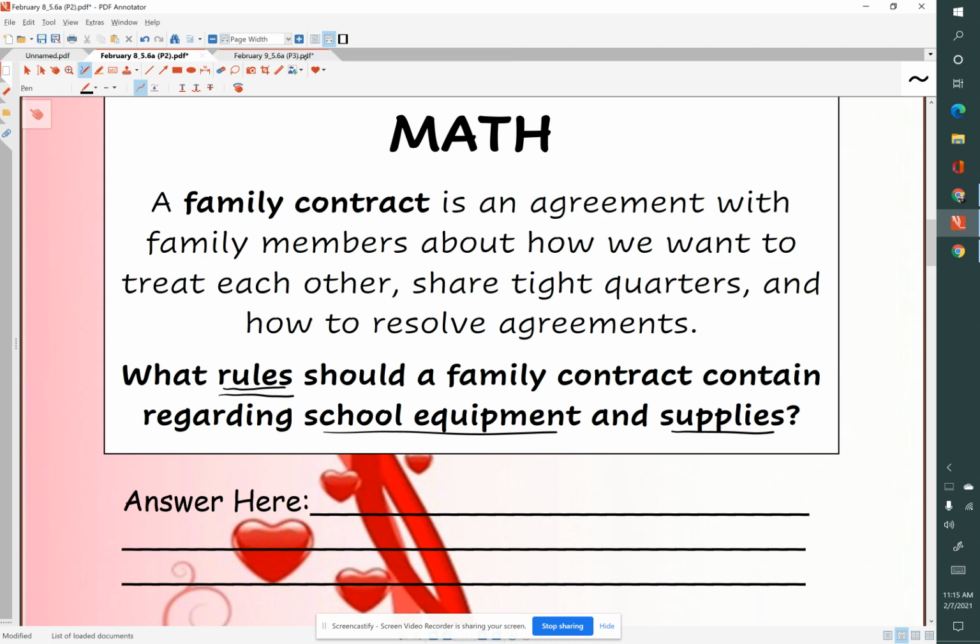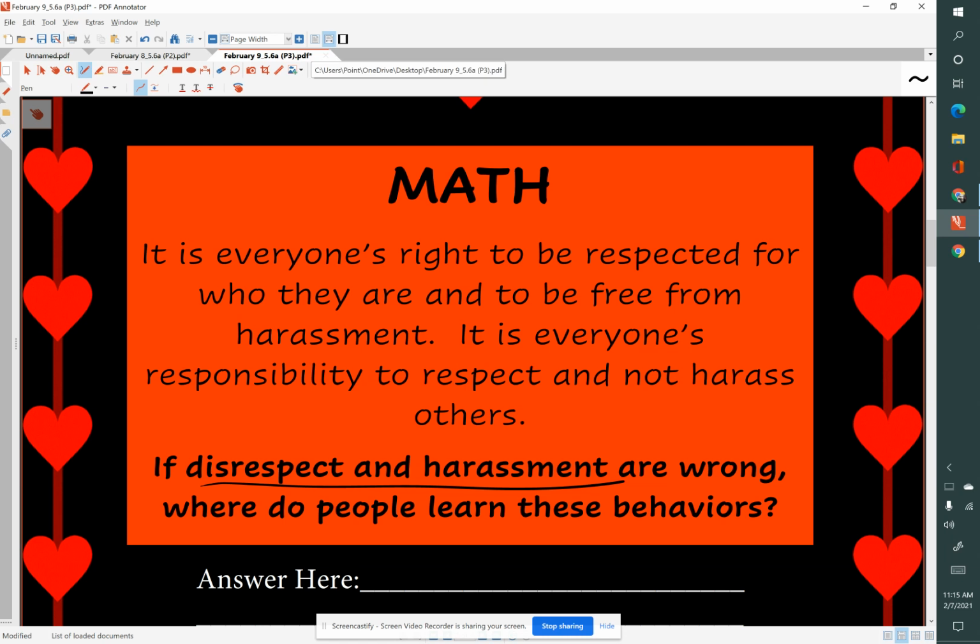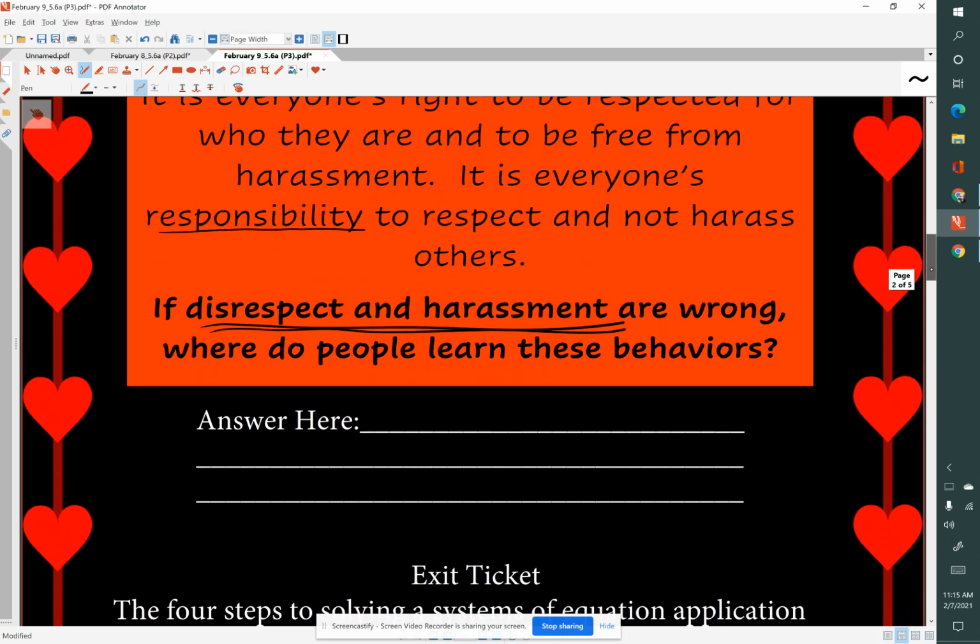For those of you in the Wednesday group, our do now is a little different. It is everyone's right to be respected for who they are and to be free from harassment. It is everyone's responsibility to respect and not harass others. If disrespect and harassment are wrong, where do people learn these behaviors? I think that's always worth thinking about. And let's answer that right here.